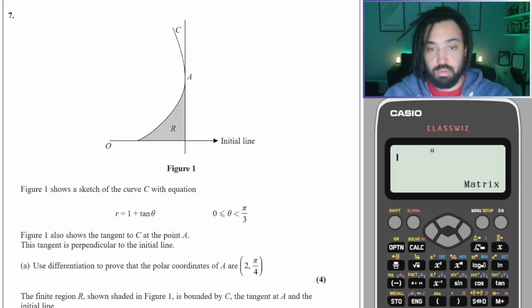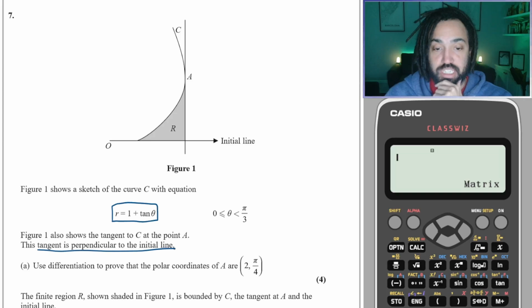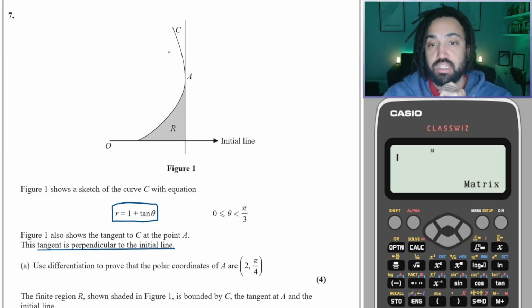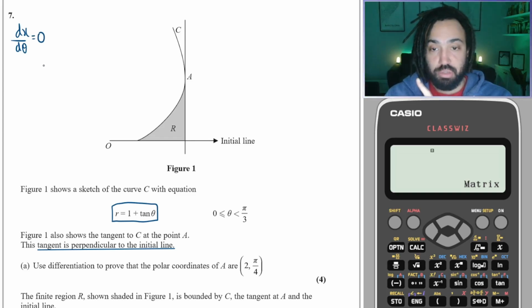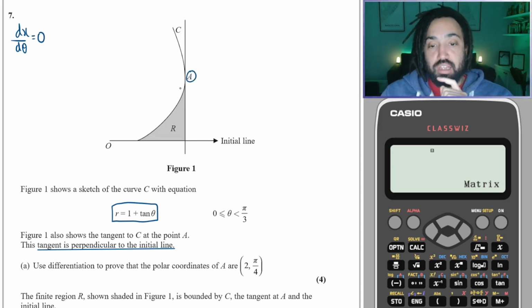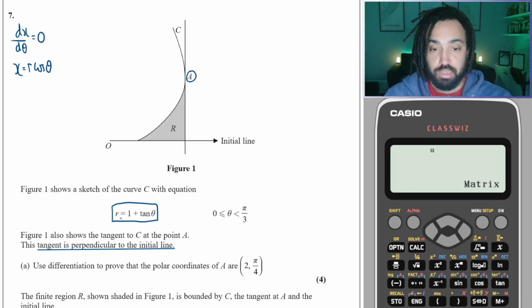Okay, question 7, polar coordinates. We've got a line, and it says the tangent to a curve is perpendicular to the initial line. Okay, so what we know about that is that dx by d theta is equal to 0 at that particular point, so that's the point A. So what we need is the line equation in terms of x. So our x coordinate is x equal to r cos theta. So let's combine this and our line equation.